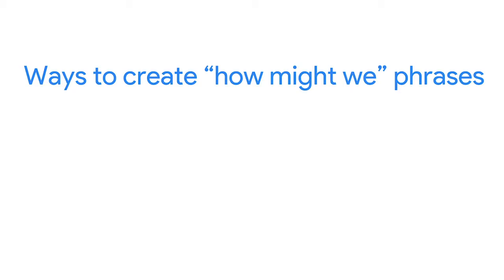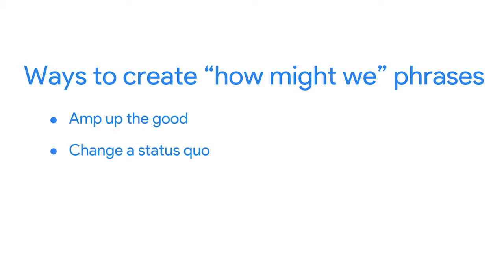A few of them include: amp up the good. For example, how might we make a library website the most exciting place to reserve books in advance? Change the status quo. How might we bring the library to Lorena? And break the point of view into pieces. How might we design a system that keeps track of all the books in stock? How might we allow users to reserve in-stock books on the library's website?